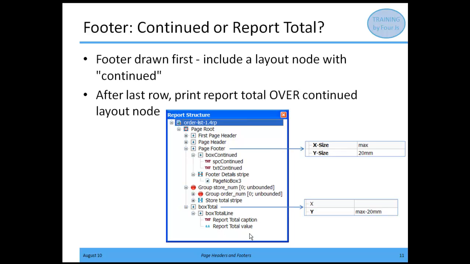And so here's my report total printing out. I don't want to have continued on the last page. It's the last page. I just want to print the report total. So I'm putting another layout node out there. This layout node is going to just have the report total with a label in front of it. It's being positioned at the max minus 20 millimeters. And so if we're at the end of the report, if we're printing out that total, this box is going to end up overwriting the box continued because they're both going to fall in the same place.